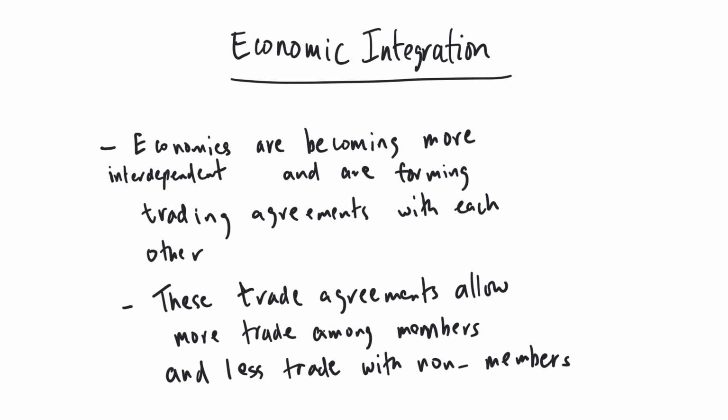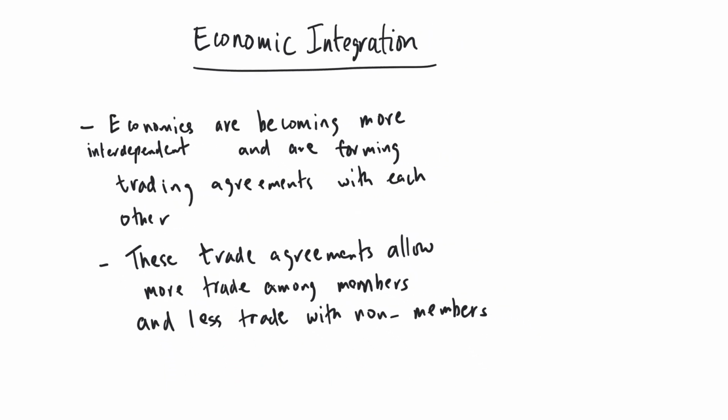So what do we mean by economic integration? I wrote here that economies are becoming more interdependent and are forming trade agreements with each other. These trade agreements allow more trade among members and less trade among non-members. So the non-members, who are not part of the trade agreement, will have lower trade because the members are now increasing trade with each other. There are many examples of trade agreements. We'll talk about that today. But all of this is called economic integration. The countries are integrating with each other and forming agreements with each other.